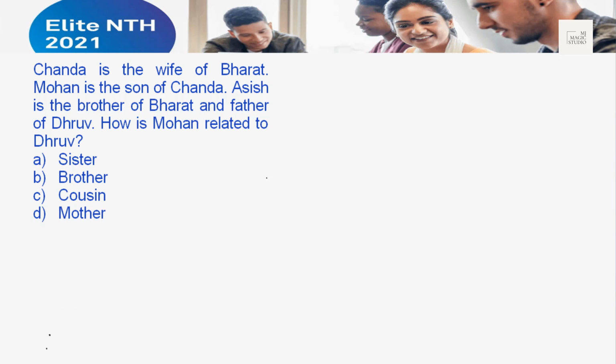Chanda is wife of Bharat. So we have B male, wife is C female. Mohan is son of Chanda. That means Mohan is son of B and C. Male. I'll use plus sign for male and minus sign for female. Ashish is brother of Bharat. B's brother is A, again male, plus sign. And father of Dhruv, that means A's son is Dhruv with a plus sign because he's son, male.